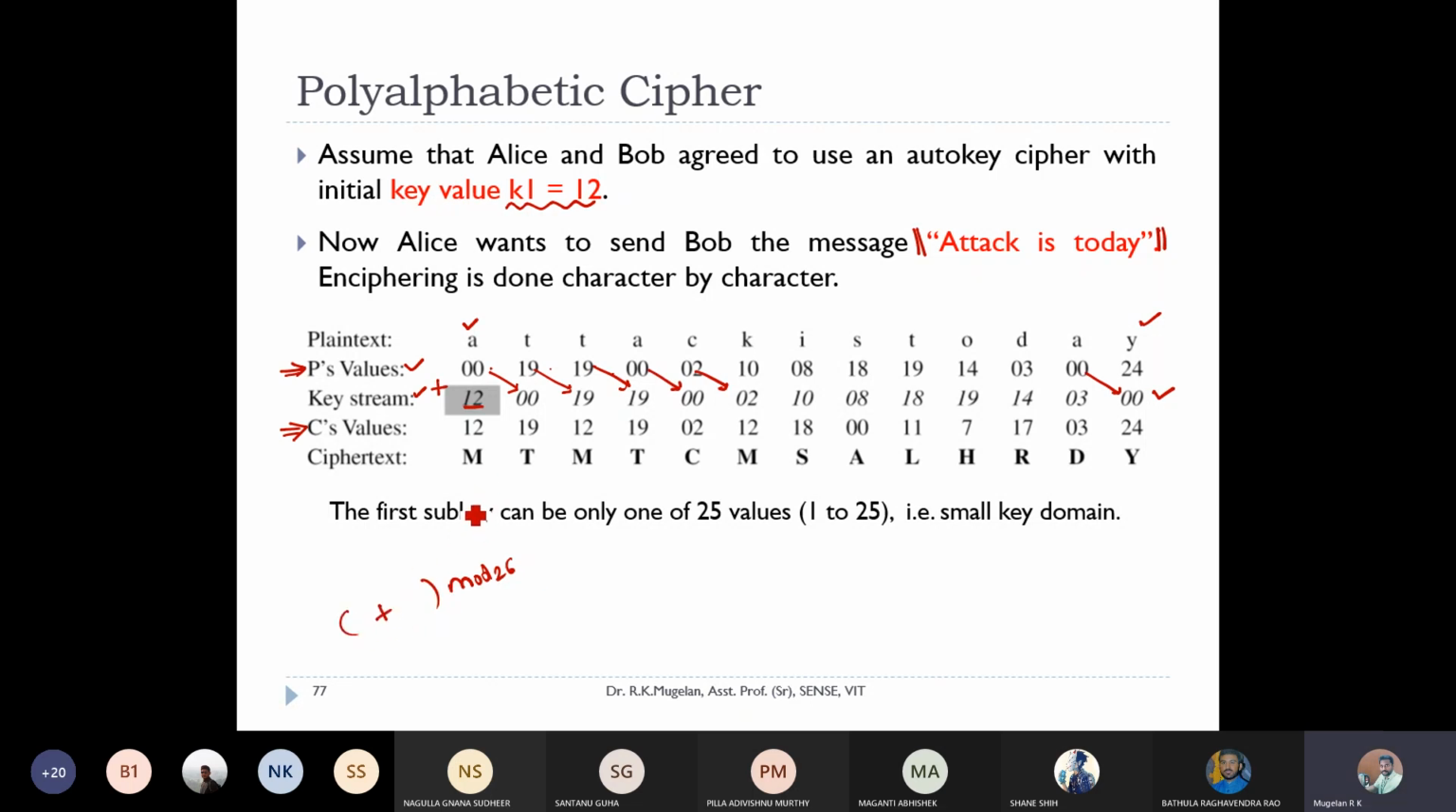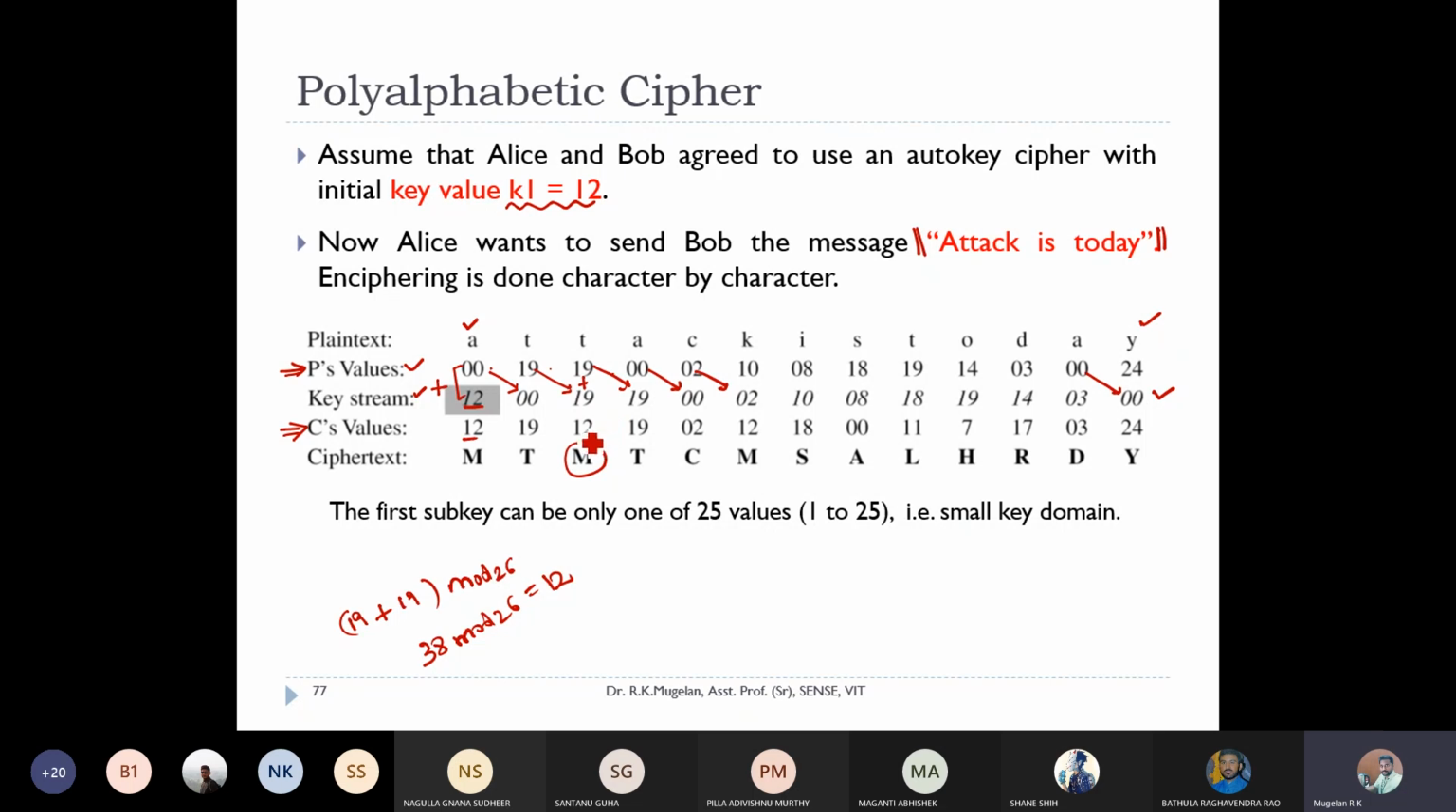For example, in this case, if you take this T, they add 19 plus 19, which gives 38 mod 26, which gives the answer 12. The value 12 is M. And you can see the same M is produced in a different way. Here it is 0 plus 12, which gave me 12, but here 19 plus 19 gives me 12.